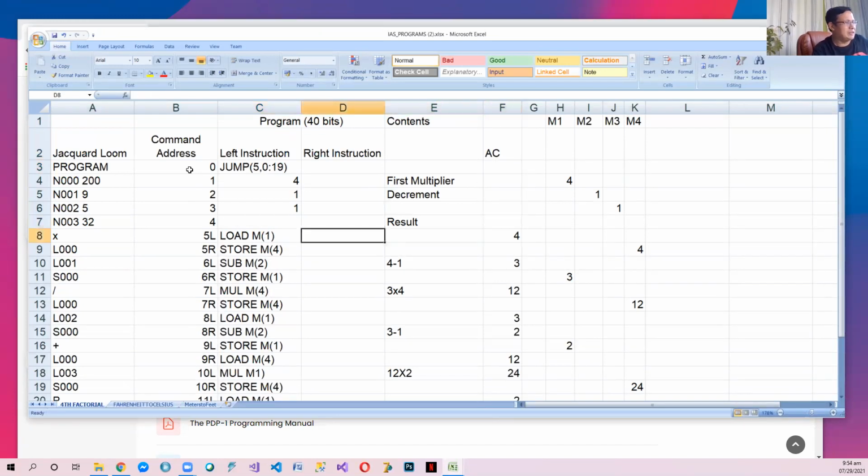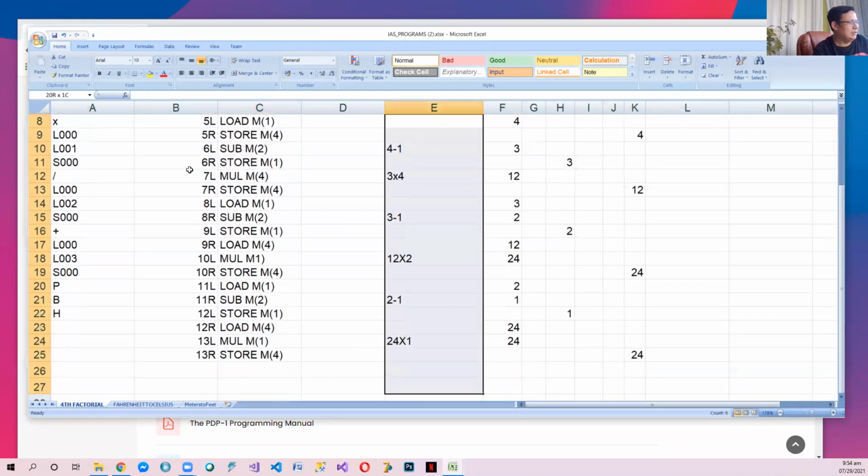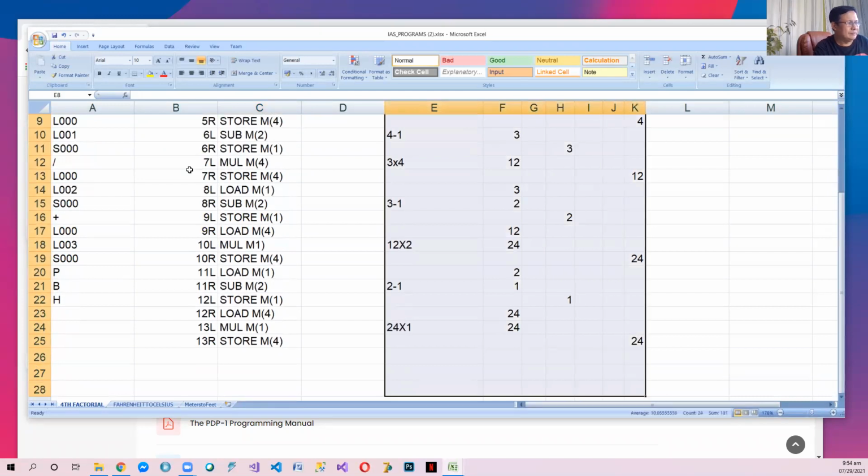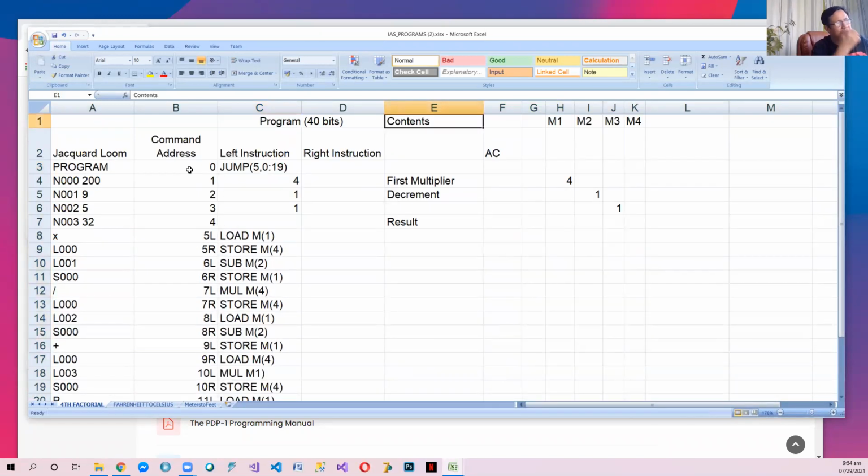Let me just erase the trace first. Do you follow? The trace first, and then we have M1, M2, M3, M4. This is the store, no? This is memory 1, memory 2, memory 3, memory 4. Memory 0, this of course M0, no? Horizontally, no? But M0 contains a jump. Do you follow? So this is your memory, no?